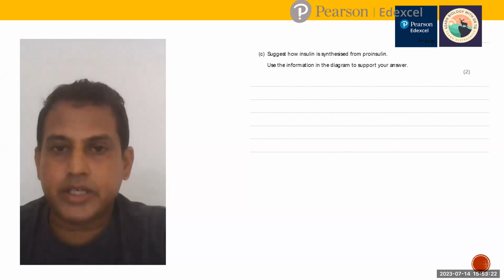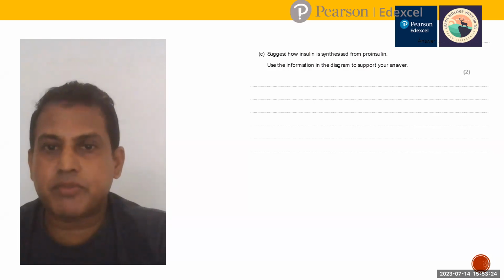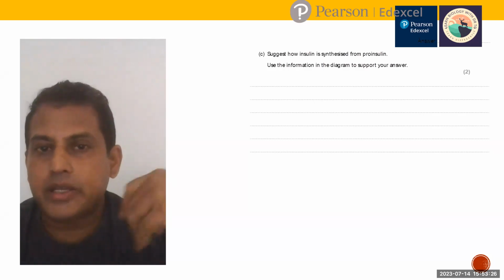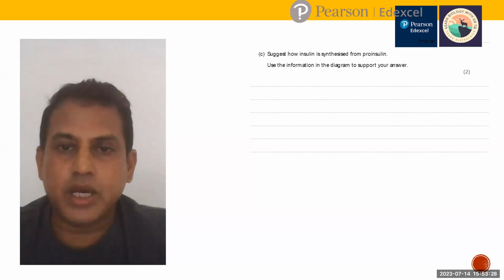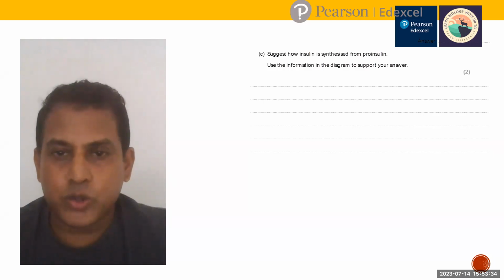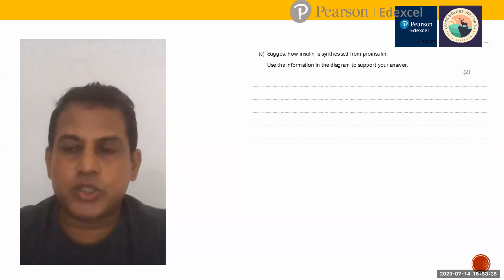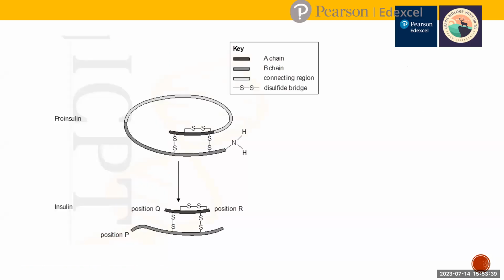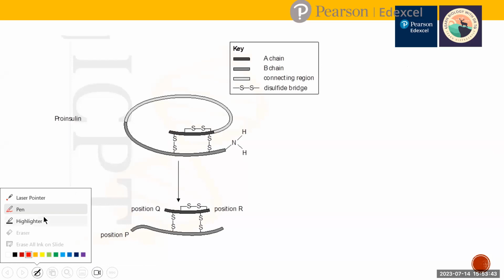So we are continuing the questions from the previous video, and here we have question number C. Suggest how insulin is synthesized from proinsulin. Use the information in the diagram to support your answer. So in the diagram, we have learned the connecting region is removed, and then after that insulin is formed.